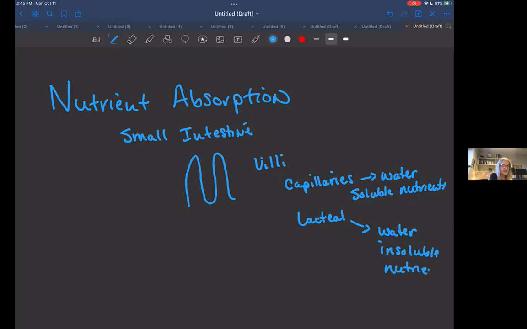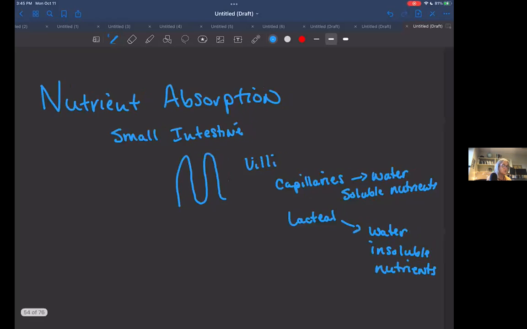That means these water-insoluble nutrients are not going to be passed right into your circulatory system. They go to your lymphatic system, are filtered through the lymph nodes, and then come back up and are dumped into your circulatory system up near your neck. So these are the two primary ways that nutrients are transmitted once they have been absorbed.